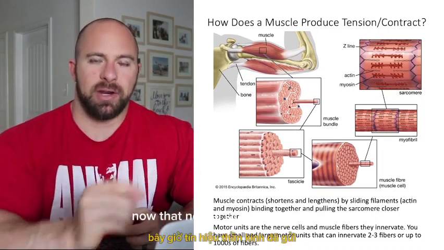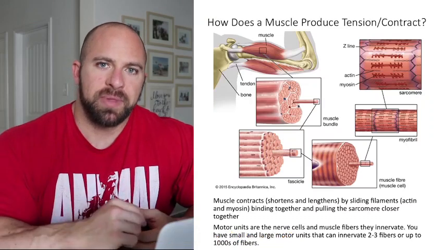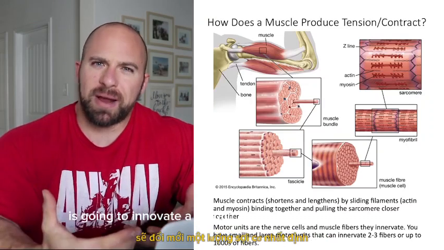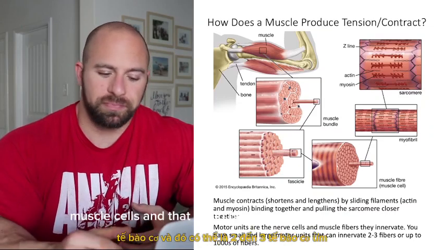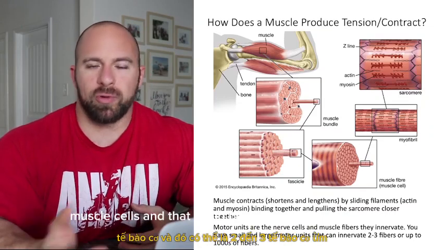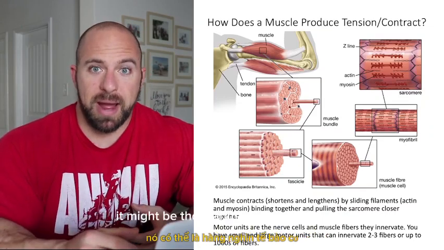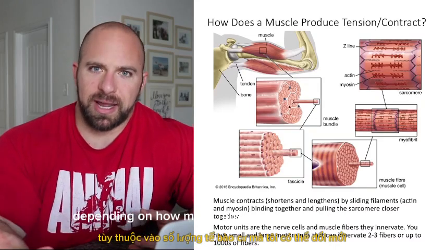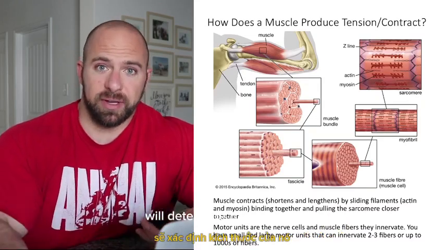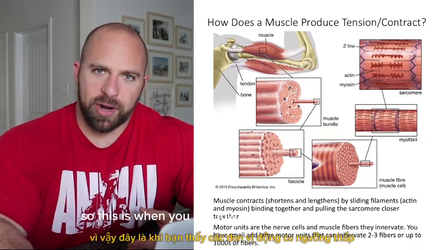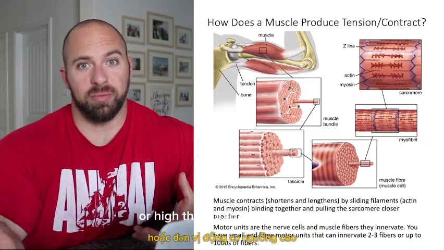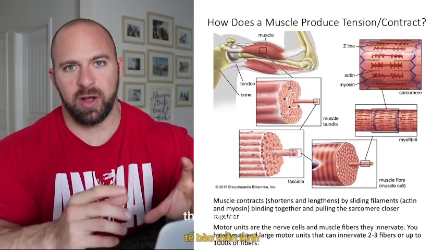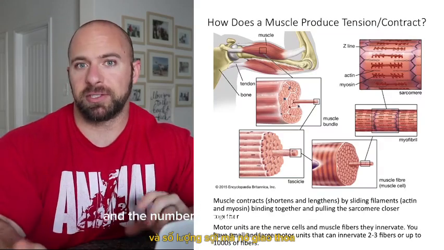Now, that neural signal is sent through a nerve, and that nerve is going to innervate a certain amount of muscle fibers, muscle cells. That could be 2 to 3 muscle cells. It might be thousands of muscle cells. How many muscle cells it can innervate will determine the size of it. So this is when you see low threshold motor units or high threshold motor units. The motor unit is the nerve cell and the number of fibers that it innervates.